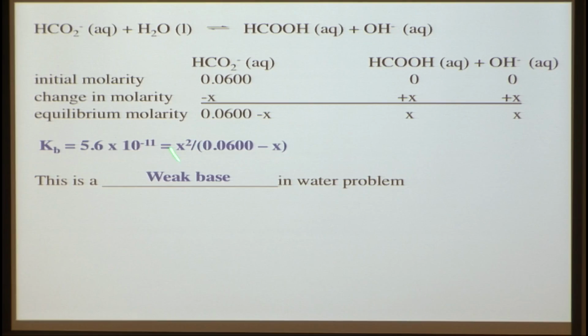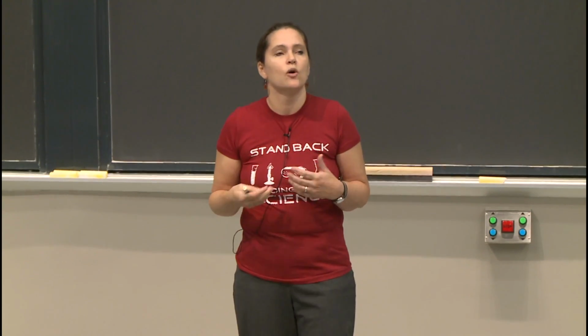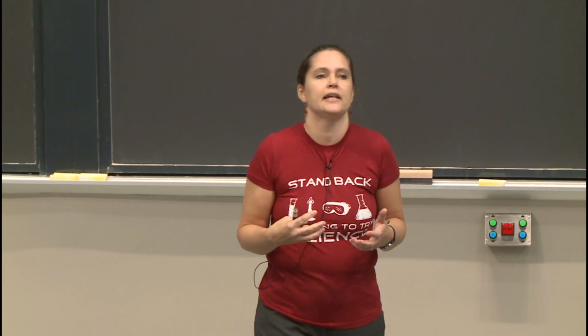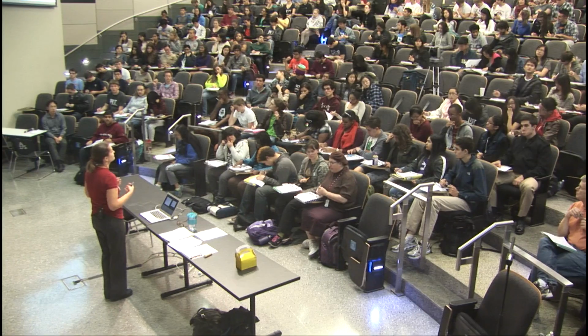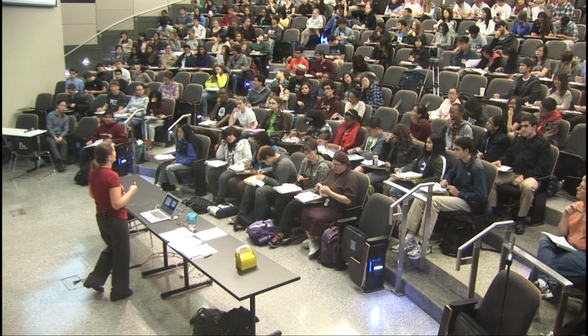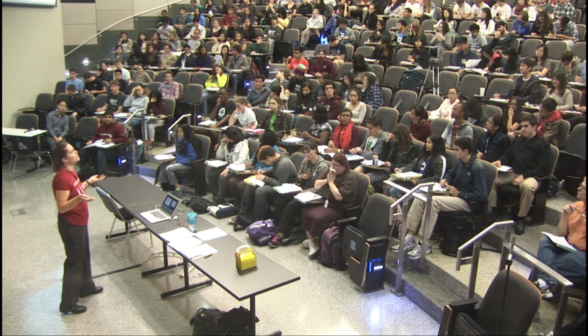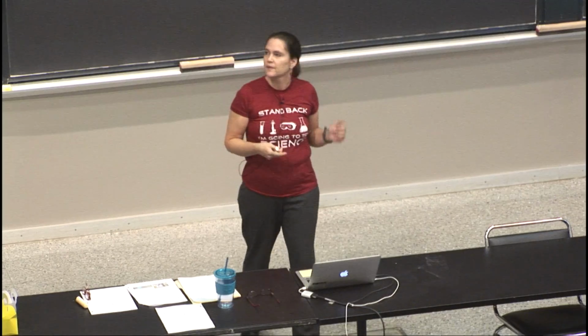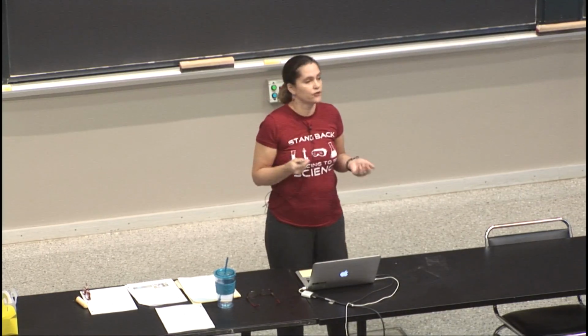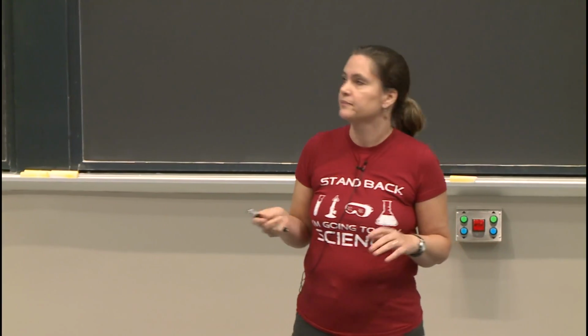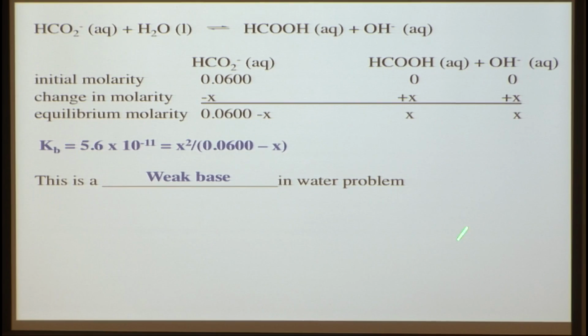That's going to be equal to x squared over 0.0600 minus x. So if I was given Ka and I now need Kb, what do I use to convert Ka and Kb? Right, you're going to use Kw to solve it. So we can easily convert between these two, not a problem. All right, so this is how you would do the problem.